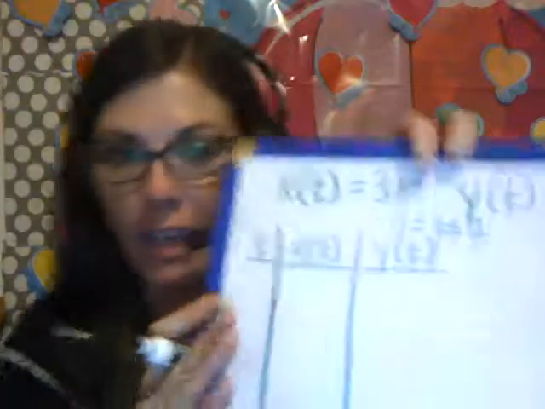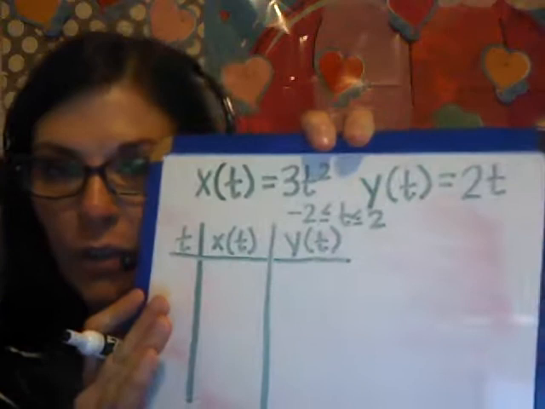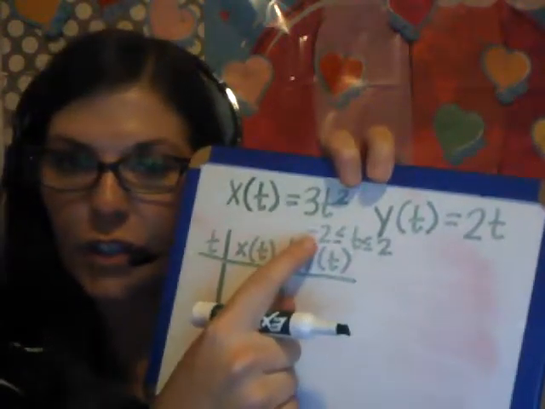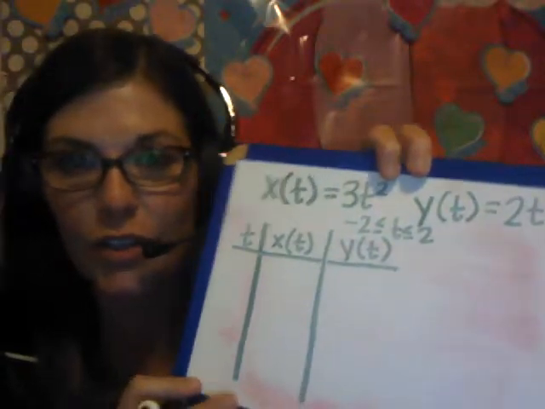Hey guys, I just wanted to go over a couple examples with you on parameters. Example 1, we are given the equations x equals 3t squared and y equals 2t. And the parameter that is set for us is -2 is less than or equal to t, which is less than or equal to 2.